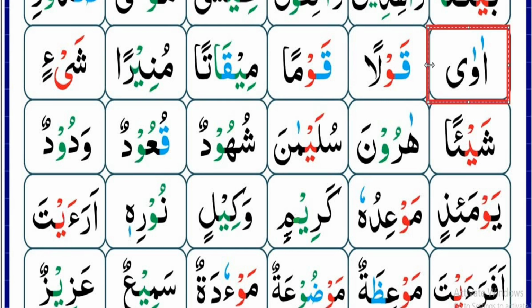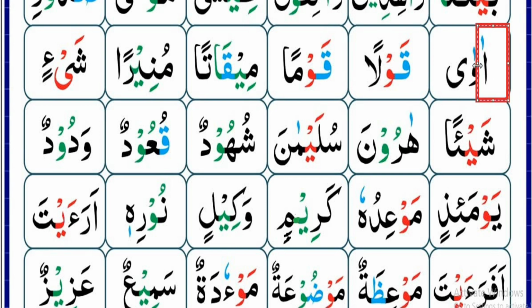There are 3 letters in this word, but the last letter will not be pronounced. It is silent. And how do we know it is silent? It's simple because it has no sign on it. So if a letter does not have a sign on it, it is silent. You don't pronounce it, except alif. Okay, so let's just spell it.